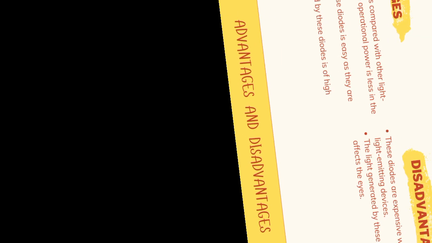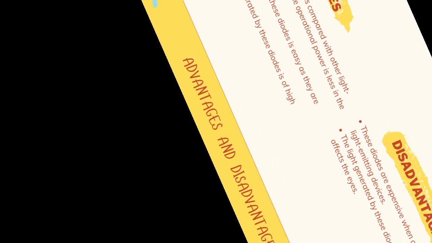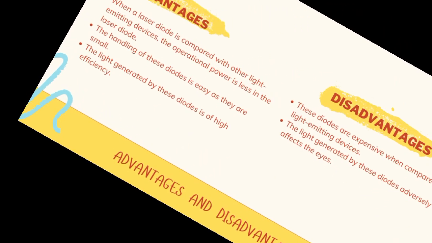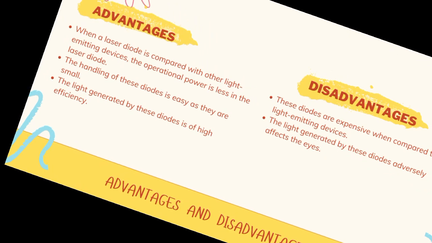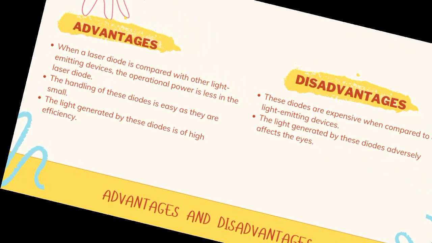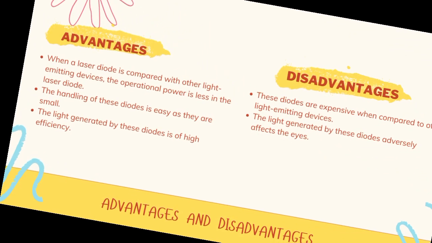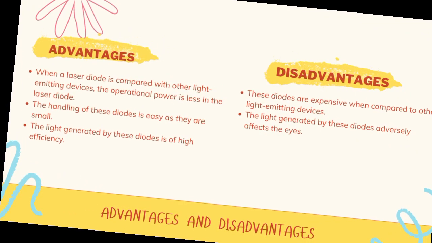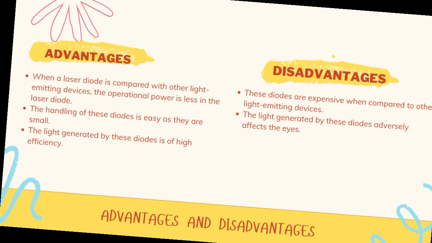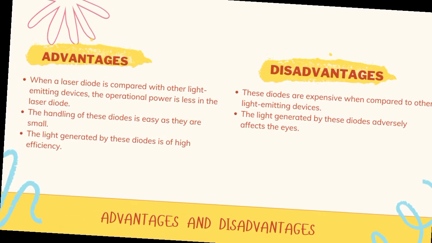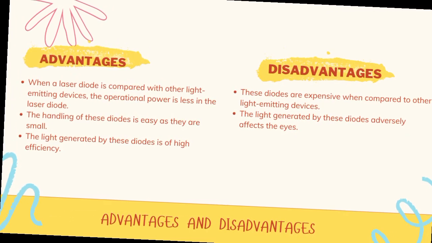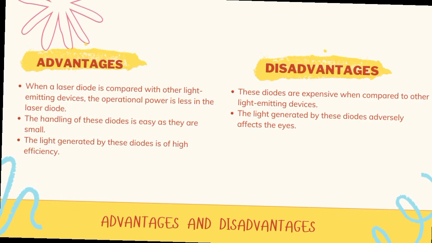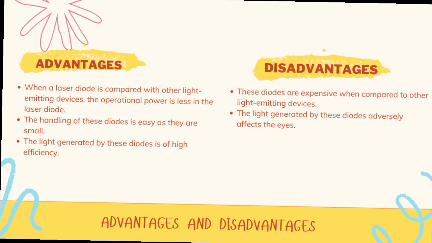The laser diodes also have advantages and disadvantages. For advantages, number 1, when a laser diode is compared with other light emitting devices, the operating power is less in the laser diode. Number 2, the handling of this diode is easy as it is small. Number 3, the light generated by this diode is of high efficiency.